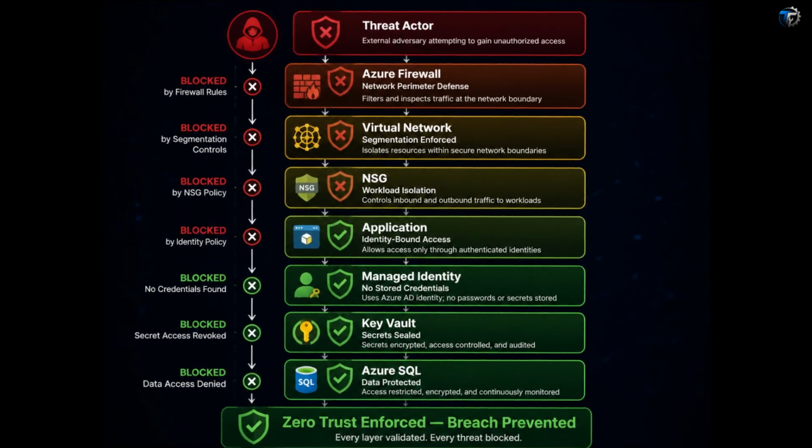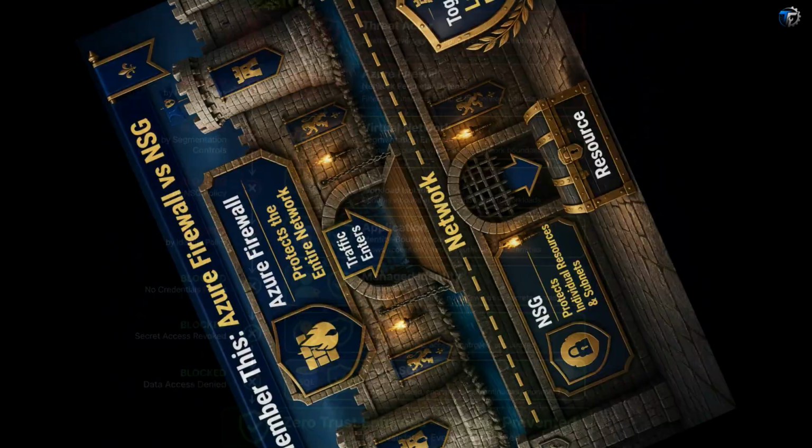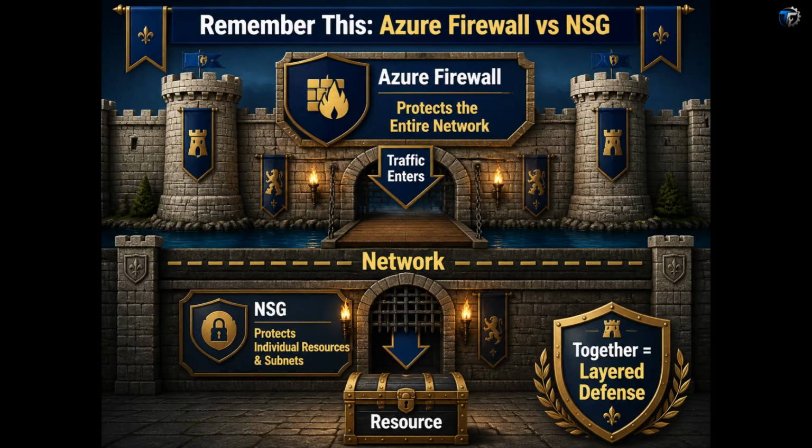You've now completed another major piece of enterprise Azure security. Azure Firewall secures the network. NSGs secure workloads. Managed Identity secures applications. Key Vault secures secrets. Together, they form a modern zero-trust architecture used across enterprise Azure environments. Here's the easiest way to remember it. Azure Firewall protects the entire network. NSGs protect individual resources and subnets. Together they provide layered defense.